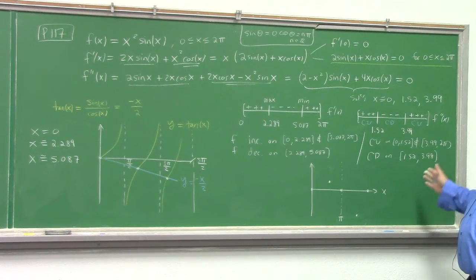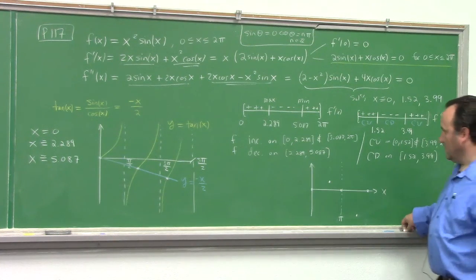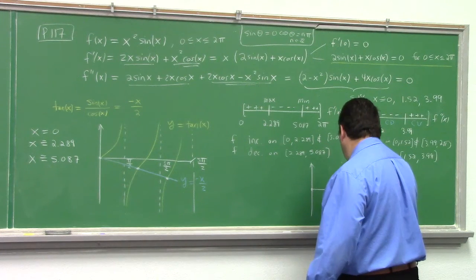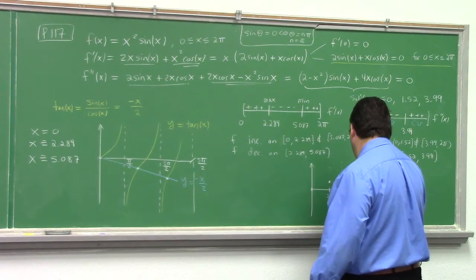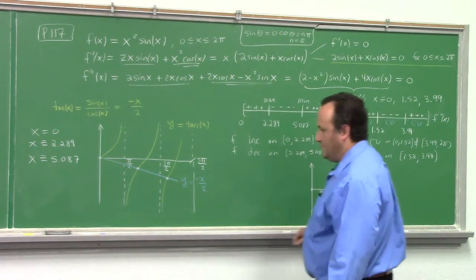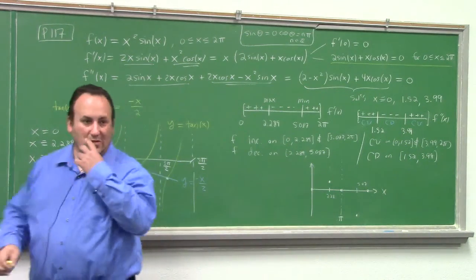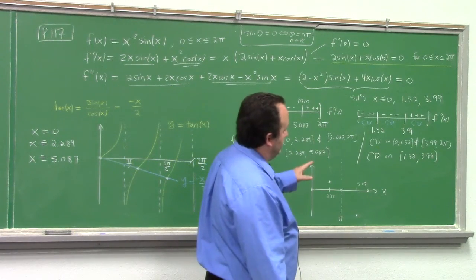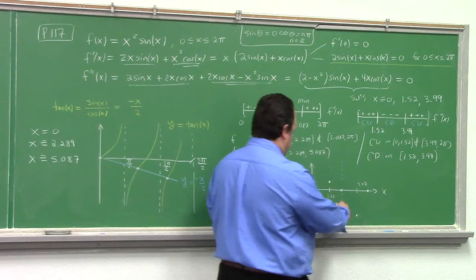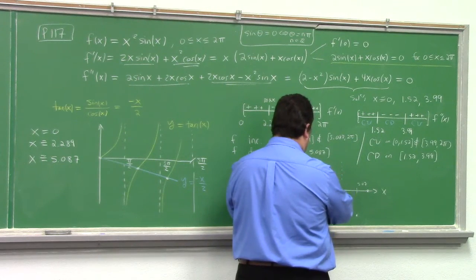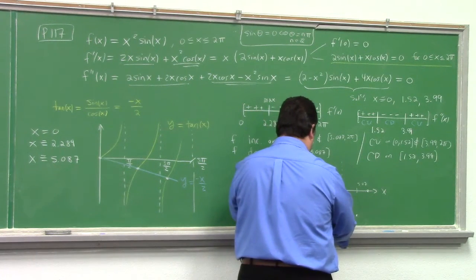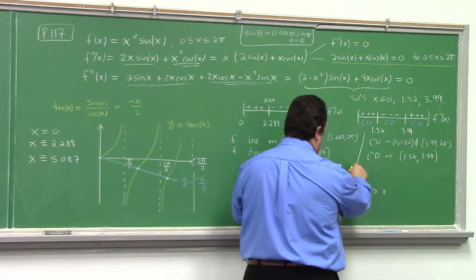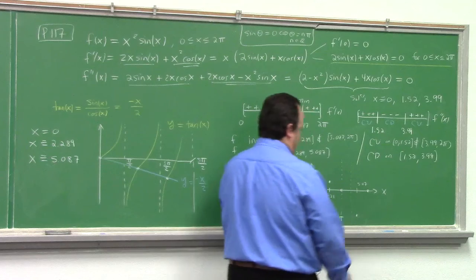And then we've got concavity. I like to draw vertical lines for concavity just to kind of guide my sketch. So my inflection point is at 1.52. So that's kind of like here-ish. The other one's at 4-ish. Like that. So now I have everything.